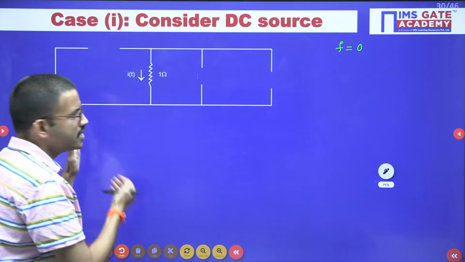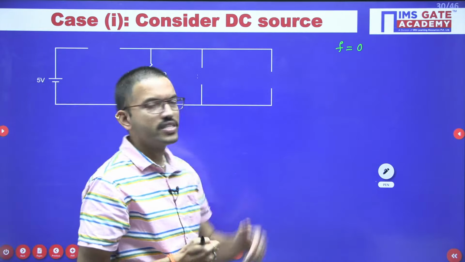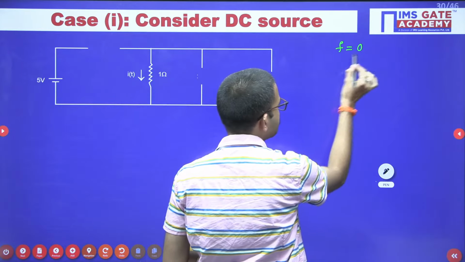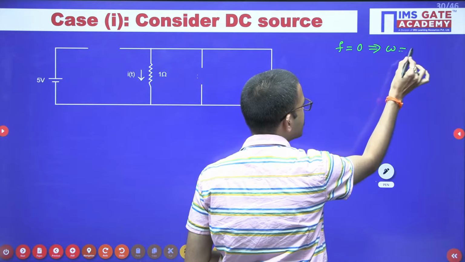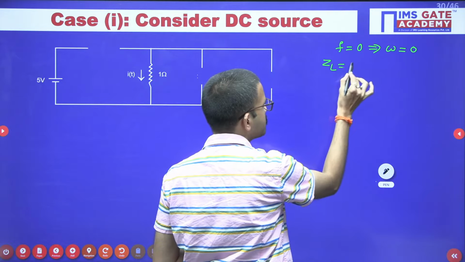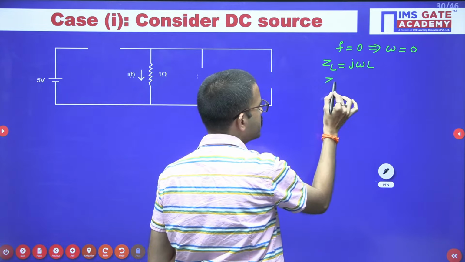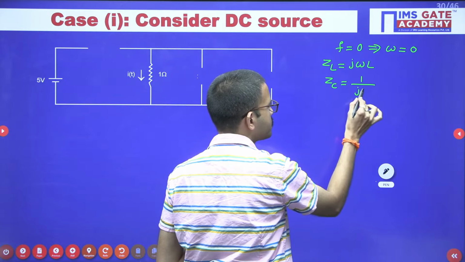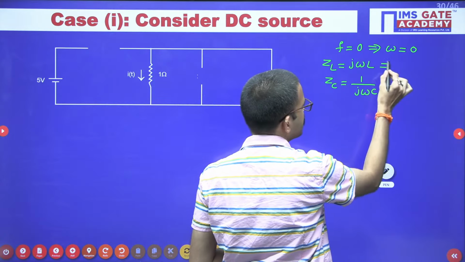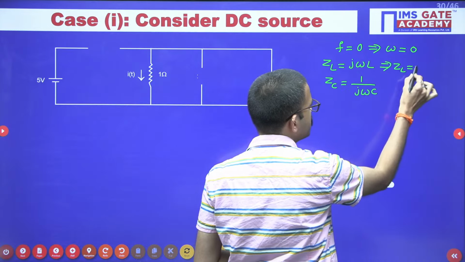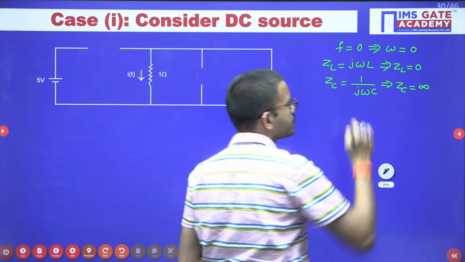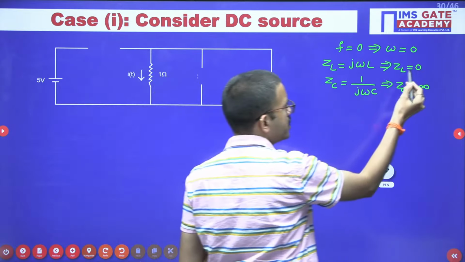Or we can say whenever you are having DC, t equal to infinity, that means frequency will be 0. Reciprocal of time is frequency, right? Whenever frequency is 0, obviously omega value will be 0, because omega is nothing but 2 pi f, right? Regarding the inductor, the impedance is j omega L. Similarly, regarding the capacitor, the impedance is 1 by j omega C. Now substitute omega value 0 here. So here you are getting ZL equal to 0, whereas here ZC you are getting infinity. 1 by 0 means infinity.